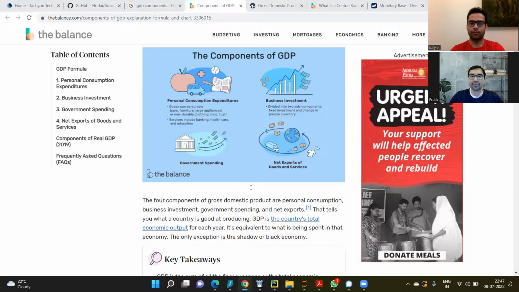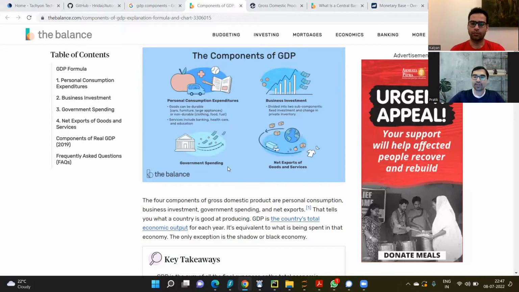Now, when you are thinking about GDP, you also have to think about the components of GDP. And then there is one small concept, which is the kind of spending that we do. Let's say I give you 1,000 rupees. You go and spend that 1,000 rupees and give it to somebody else. That person also goes and spends that 1,000 rupees and gives it to somebody else, basically.